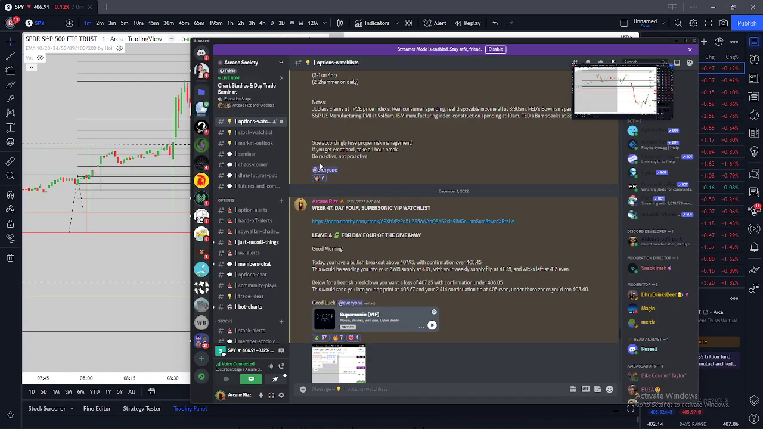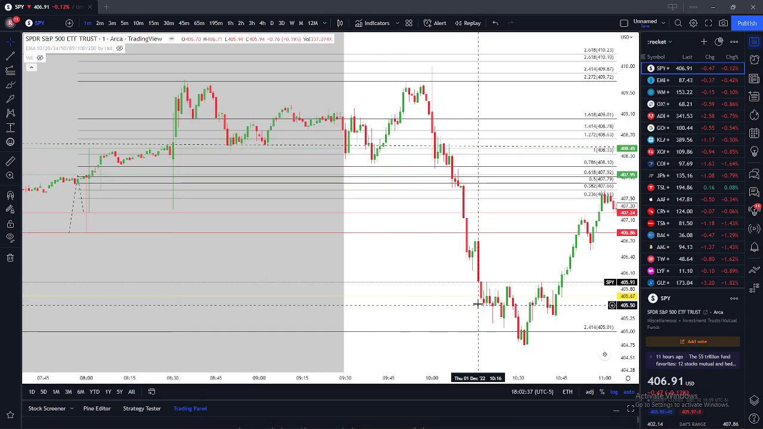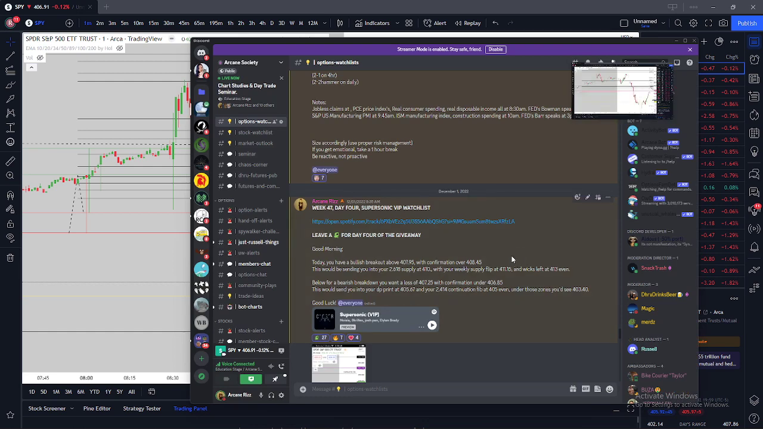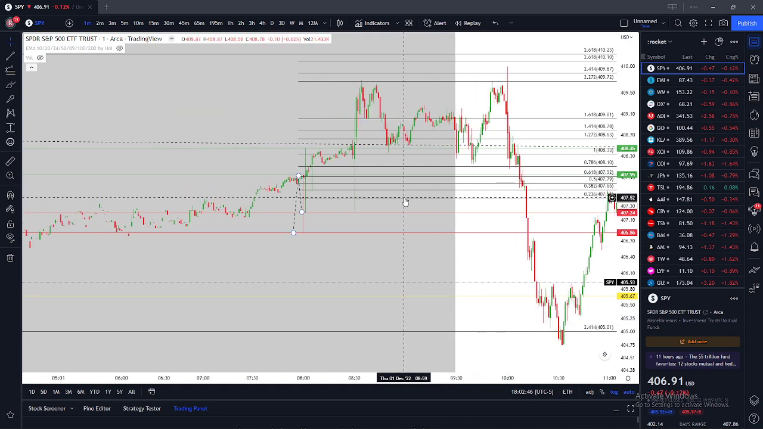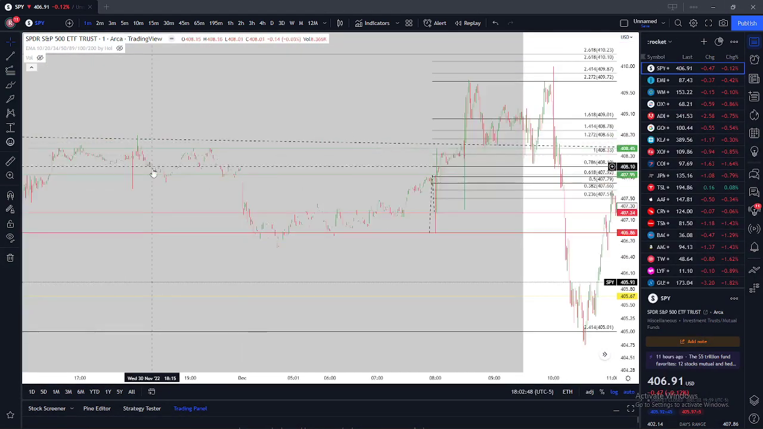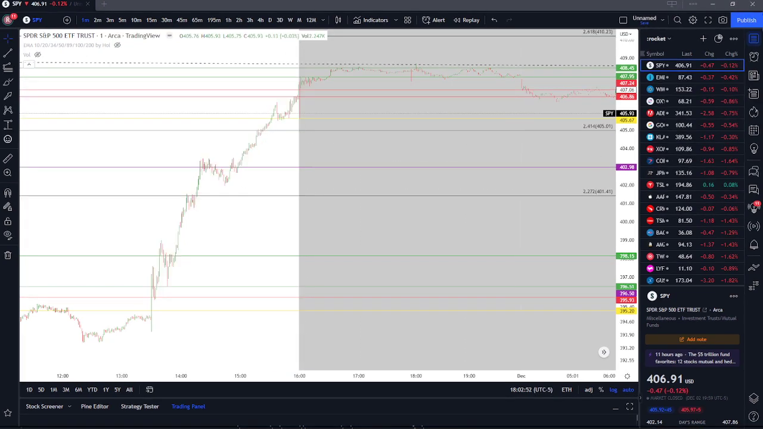You never break 410. Below, we would have a breakdown below 407.25, which we have marked, with confirmation below 406.85. This would send you into our dark pool print at 405.67, and then our 405 number, which is my 414 continuation. How do we get 405.67 even to begin with? That's that print over here on the left-hand side.